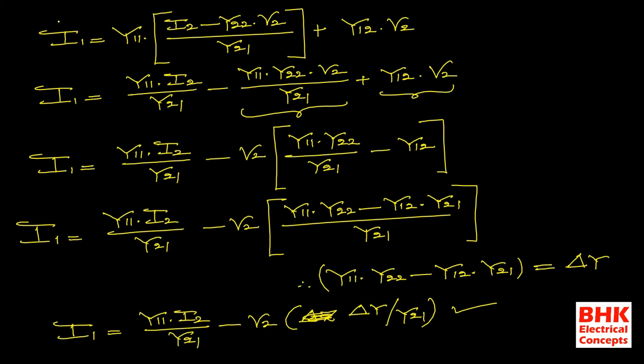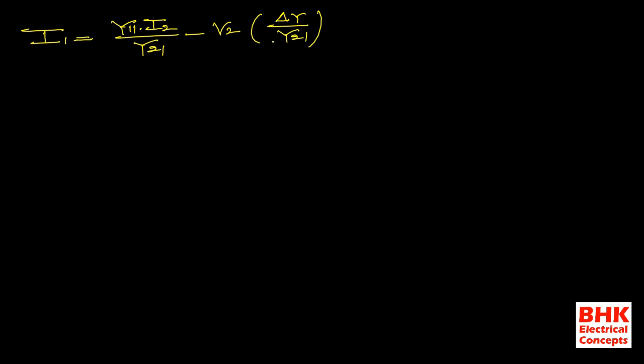Okay, now see here, the previous step is I1 is equal to y11 I2 divided by y21 minus v2 into delta y divided by y21. Now this expression I am writing: I1 is equal to y11 I2 divided by y21 minus v2 into delta y divided by y21. So actually, what did we require?